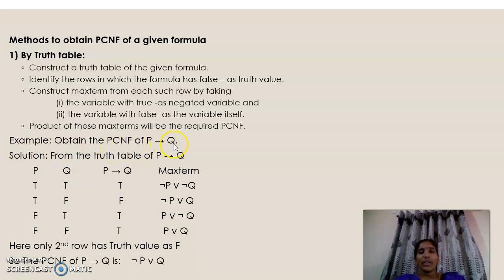The first one is P conditional Q. Same as before, first you have to construct the truth table. We are getting the four possibilities. P conditional Q is true, false, true, true. So here the truth value false occurs only once, and that will be converted to the max term. The max term consists of the OR symbol, so when the truth value is false, it is negation P or Q. That is the max term of the given statement form.